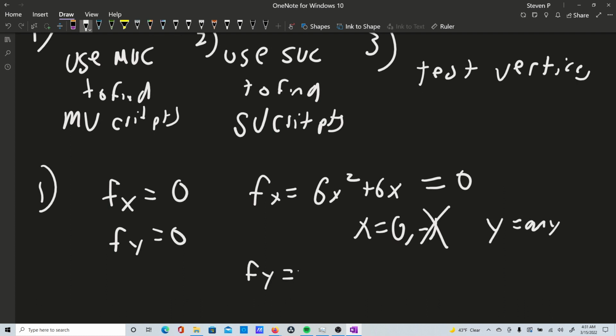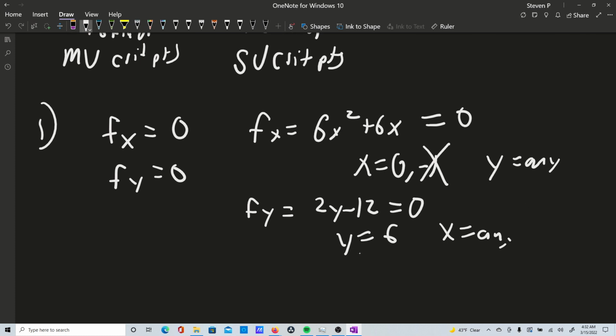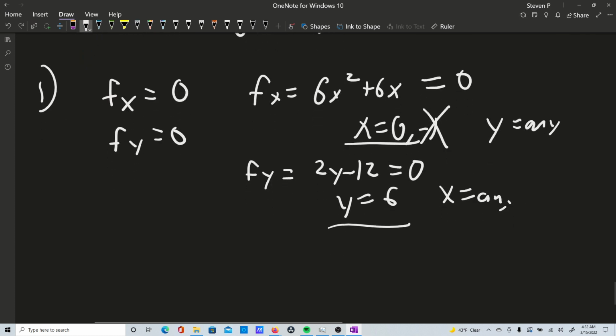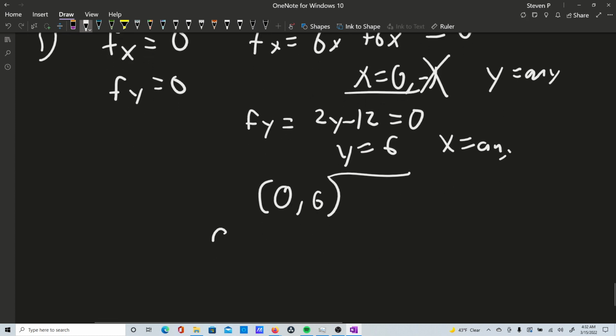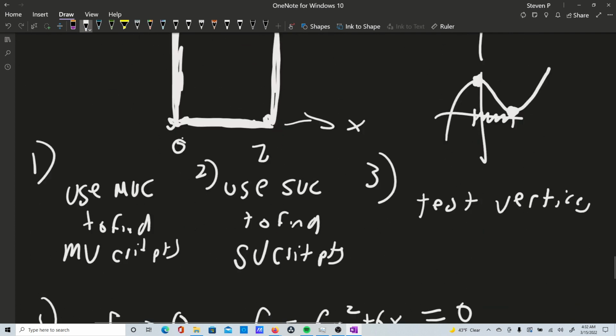Okay, so then fy is equal to 2y minus 12, and you set that equal to 0, so y has got to be equal to 6, and x is equal to anything. Okay, so then when fx and fy are simultaneously equal to 0, then the constraints just become x is equal to 0, y is equal to 6. So this is our only crit point that's inside the region. And if we plug f of 0 comma 6 into the original expression here, I think we get just negative 36.